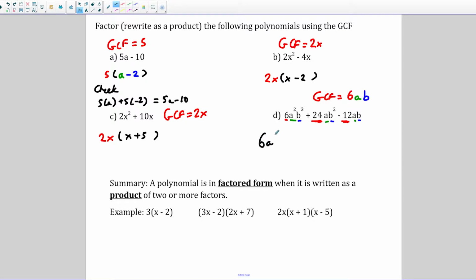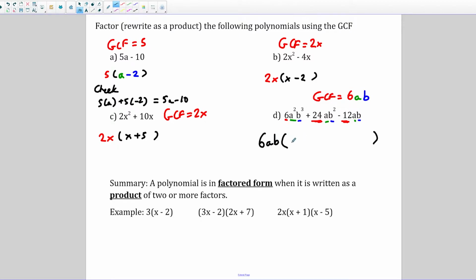So since that 6ab goes on the outside, we need to figure out what comes on the inside of the brackets here. So 6ab times something has to give me this original here. Well, we already pulled out, or divided everything by 6, so we're just left with 1.